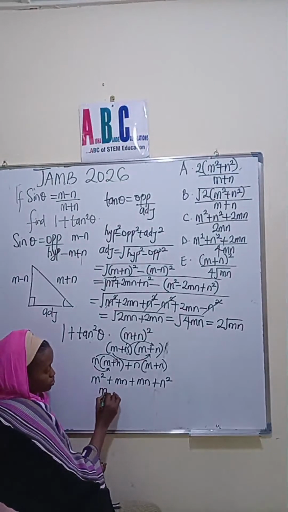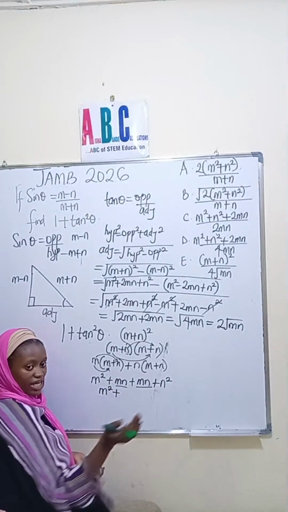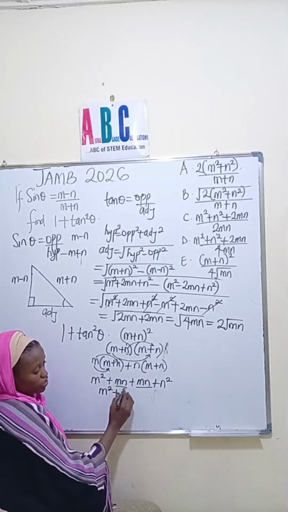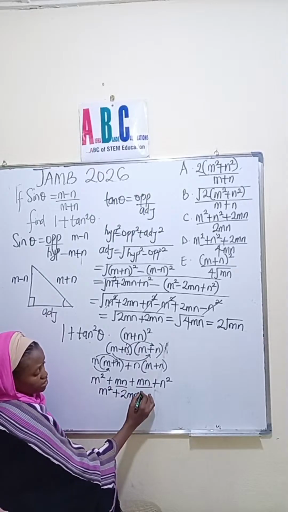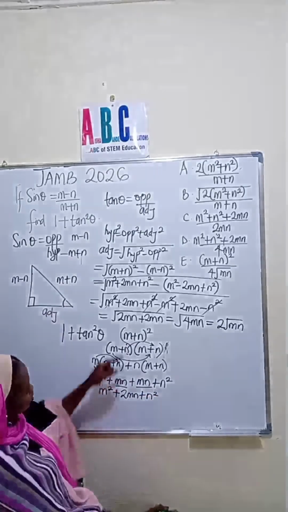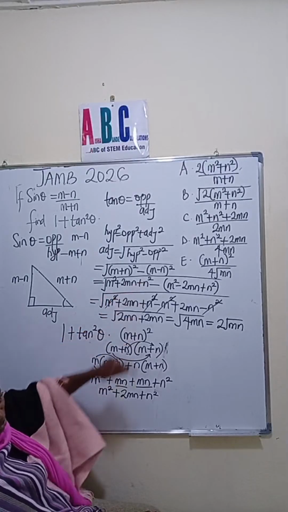So this becomes what? M squared plus mn and mn. They are like terms. If you add the two of them together, it will give you 2mn. This is just simple algebra. Then plus n squared. So that's how I got m squared plus 2mn plus n squared.